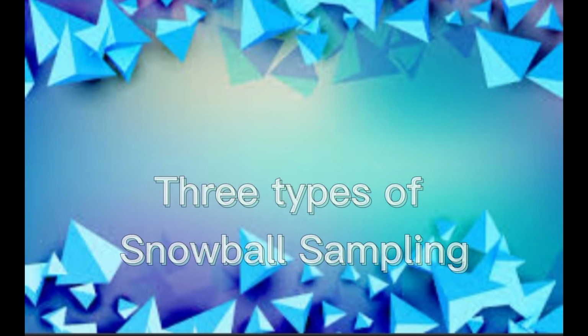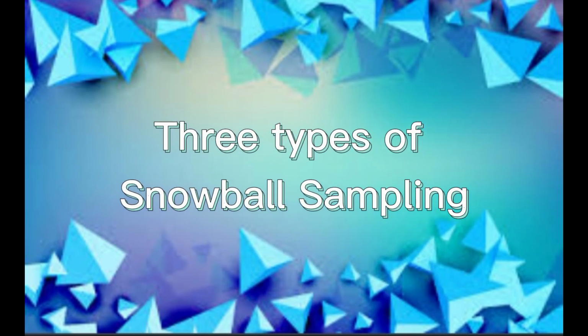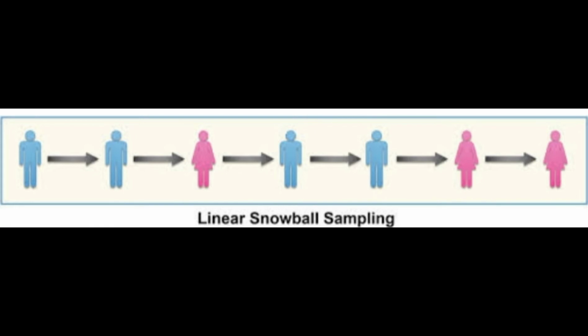There are three types of snowball sampling. First, linear snowball sampling. The formation of a sample group starts with one individual subject providing information about just one other subject, and then the chain continues with only one referral from each subject. This pattern continues until enough subjects are available for the sample.